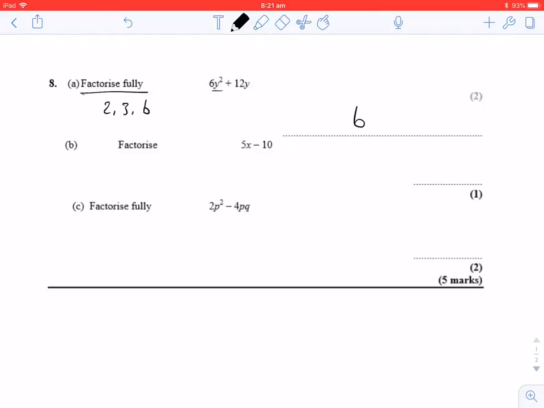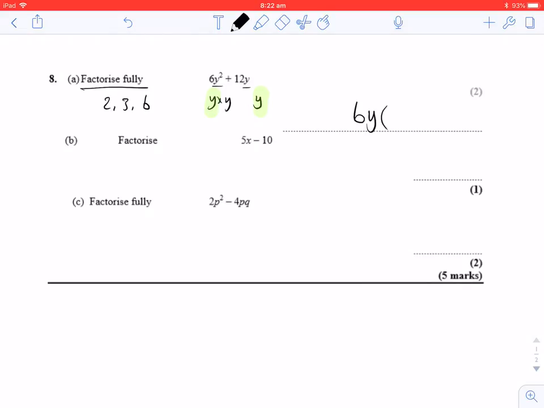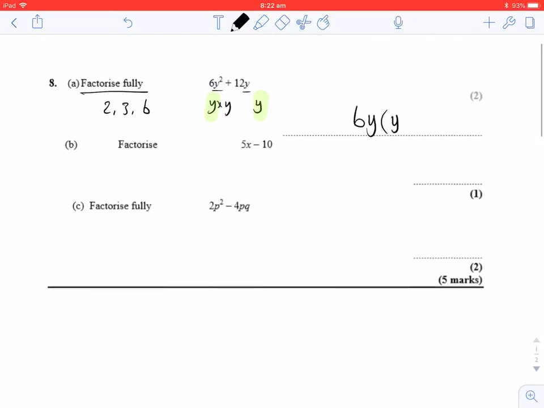Are there any letters in both parts? Well, I've got a y squared and I've got a y, so I've got y times y here, I've got y there. So in both parts, I've got a single y, so that can come out as well. 6 times what is 6? Well, that's just 1, so that stays exactly as it is. What do I need to times y by to get to y squared? Well, that's going to be y. If you want to put a 1y in there like that, then you can, but you don't have to. So 6y times y will give me 6y squared.